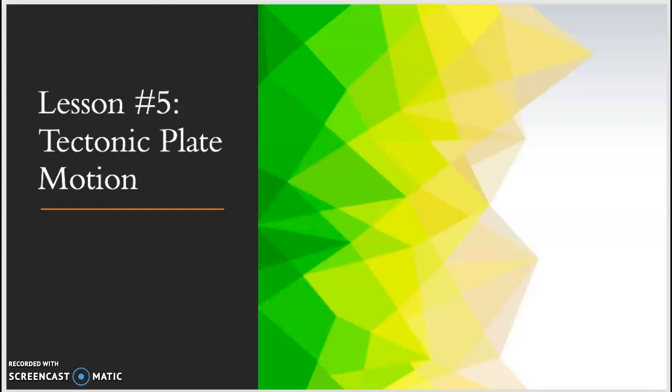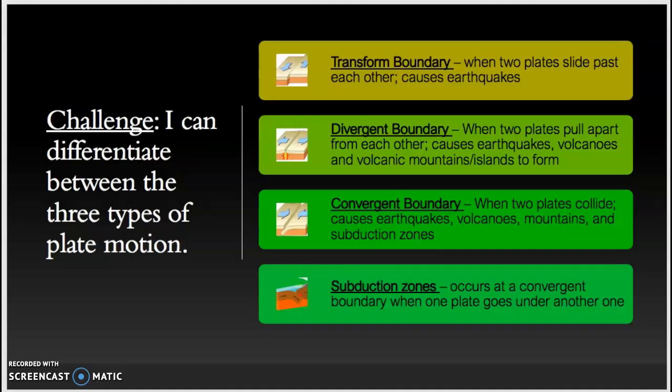Okay, today is lesson number 5, tectonic plate motion. I'm just going to review some of the things that you learned from your reading. Make sure that you check your data table for the correct answers and make sure you have those. The challenge question today will be that you can differentiate between the 3 types of plate motion. So by the end of today, you should really understand all 4 of these vocabulary words plus what's actually happening at the 3 different kinds of plate boundaries.